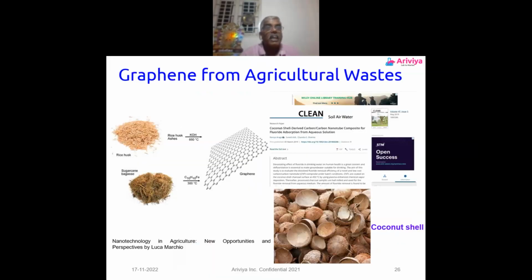The other side is graphene, as I told you, and CNT, carbon nanotubes. There is a rich material existing in agriculture waste. This unrevealed information is existing.